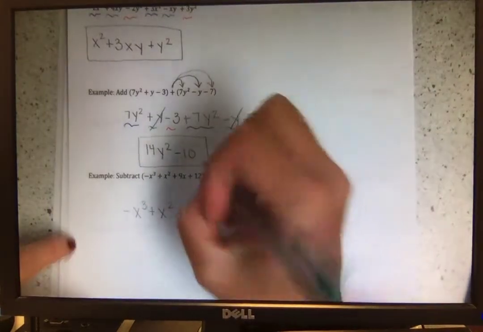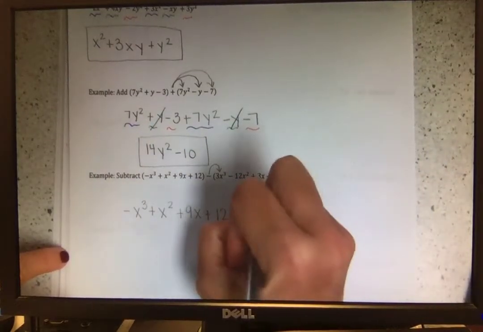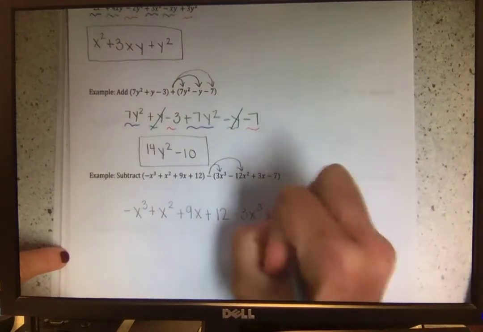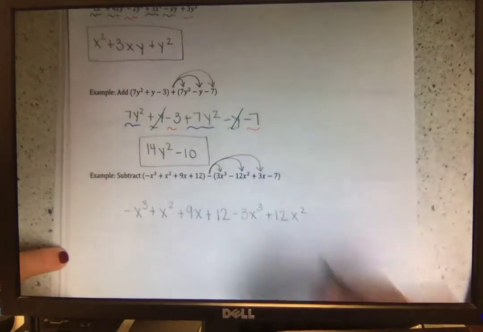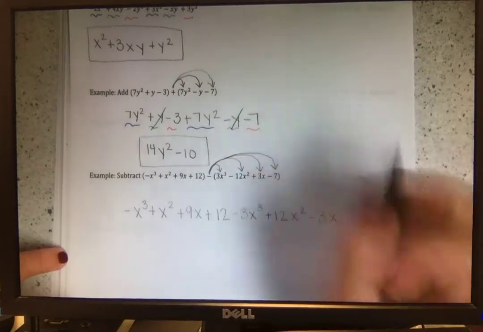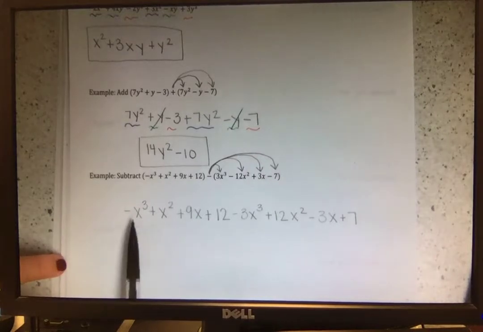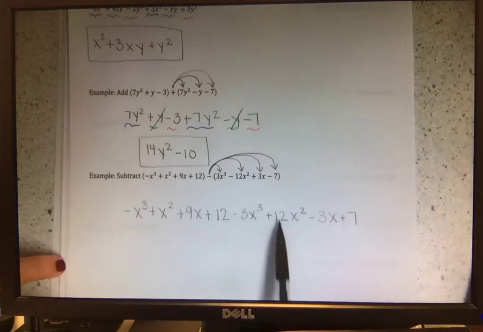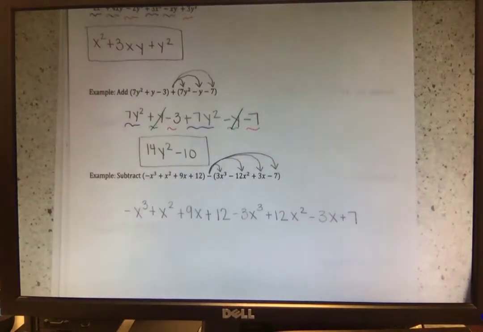So negative 1 times 3x cubed will give us negative 3x cubed. Negative 1 times negative 12x squared will give us positive 12x squared. Negative 1 times positive 3x will give us negative 3x. Negative 1 times negative 7 will give us positive 7. So we're left with negative x cubed plus x squared plus 9x plus 12 minus 3x cubed plus 12x squared minus 3x plus 7. Combining like terms like we did earlier.